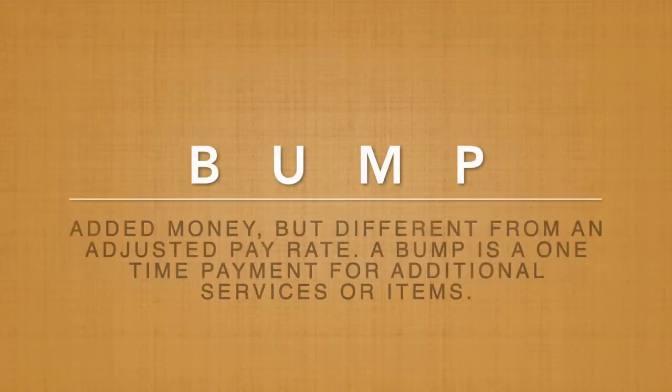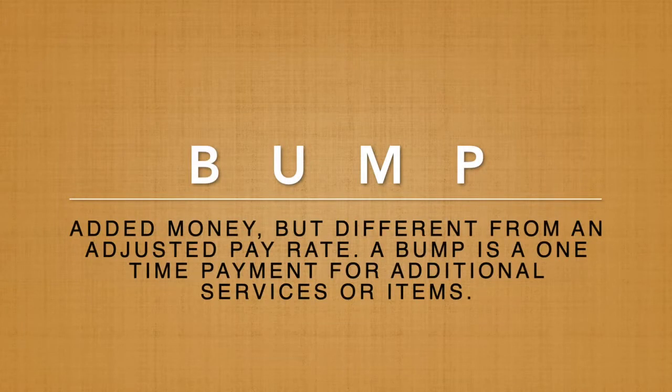Bump. What is a bump? Added money, but different from an adjusted pay rate. A bump is a one-time payment for additional services or items. Say, for example, you're hired as an extra, and you are on set, and they say, hey, can you give a line? Well, that's a different pay. So they bump your pay up, now that you're actually speaking a line. And that's where you start getting the money.